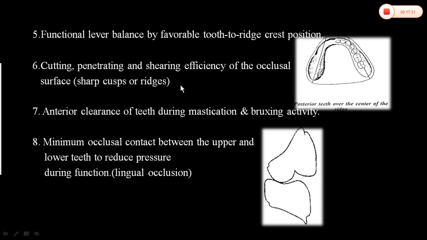Then cutting, penetrating and shearing efficiency of the occlusal surface. So the posterior teeth should have proper cutting, penetrating and shearing efficiency for proper mastication of the food. And anterior clearance of teeth during mastication and brushing activity. Remember, when the patient is in centric occlusion, or during mastication, only the posterior teeth have to be in contact. Anteriorly, upper and lower anterior teeth should have clearance, or overjet has to be there. And minimal occlusal contact between upper and lower teeth to reduce pressure during function.